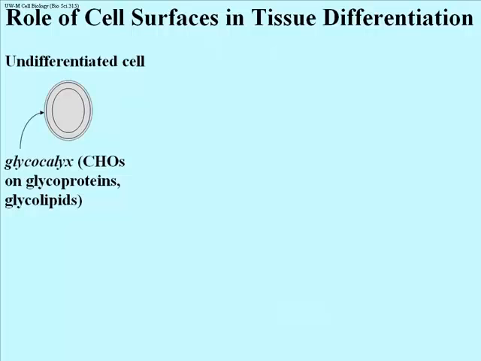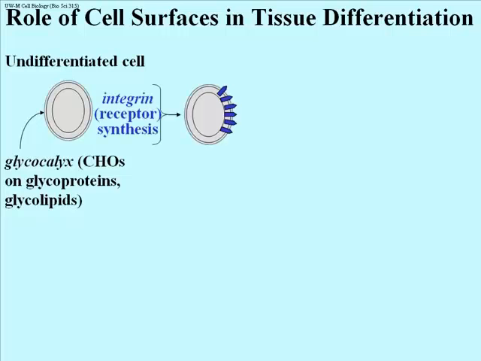Let's look briefly at the role of cell surfaces in tissue differentiation, which hopefully will tie a few of these pieces together. So here's an undifferentiated cell. Think of it as an early embryonic cell. Illustrated is the glycocalyx as a sort of fuzzy coating of the cell. Remember, these are glycoproteins, also glycolipids, and what makes it a glycocalyx are the carbohydrates that are covalently linked to the proteins embedded in the membrane.